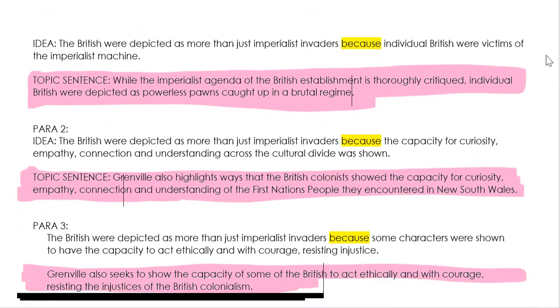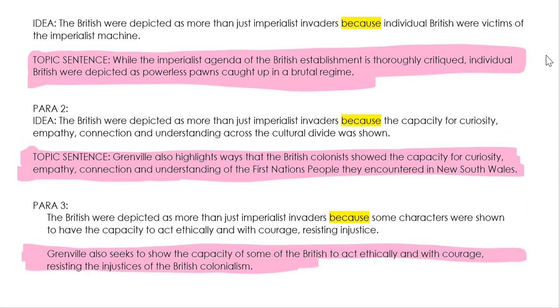So here's me shaping some topic sentences that try to get those ideas across in a little bit nicer way. So with the idea that the British were victims of the imperialist machine, I might go, while the imperialist agenda of the British establishment is thoroughly critiqued, individual British were depicted as powerless pawns caught up in a brutal regime. Okay? So that, I think, sounds better than my idea, which is here.